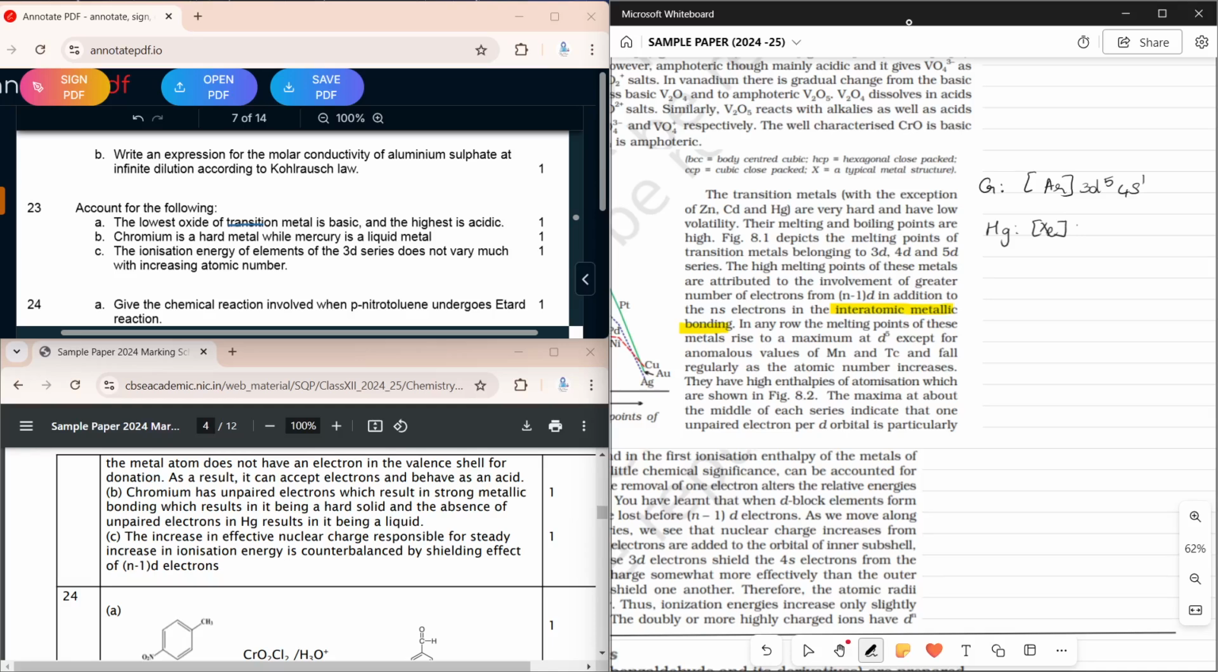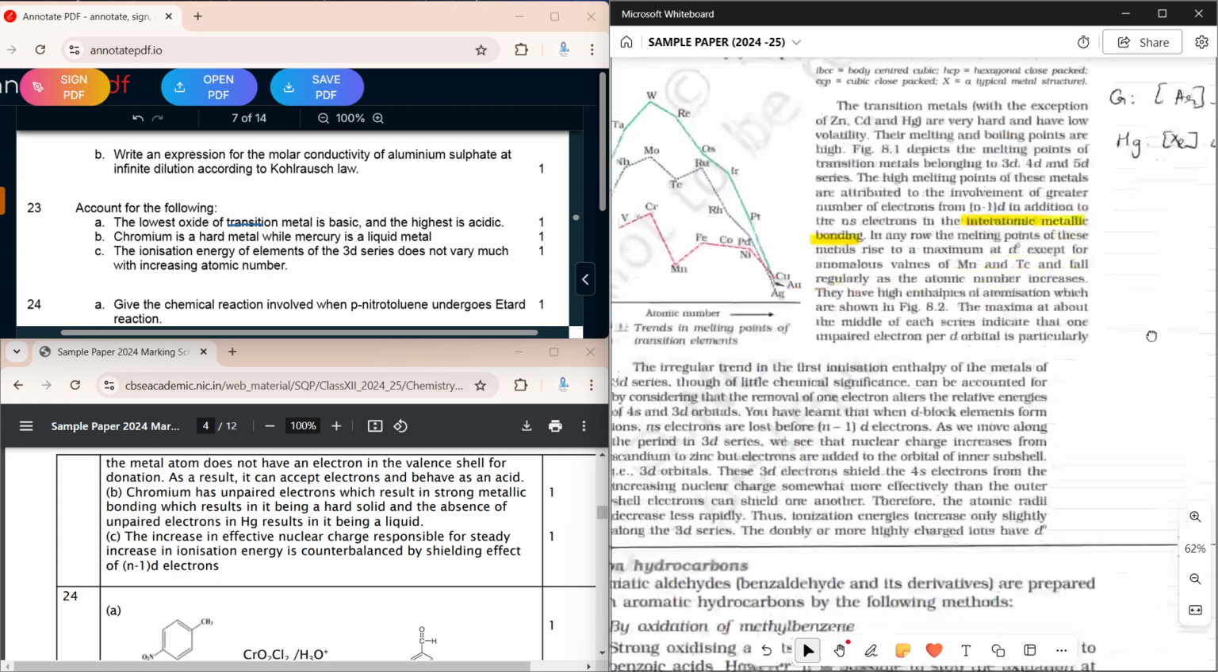Xenon, 4f14, 5d10, 6s2. So one very important difference between these two is that chromium has unpaired electrons, while mercury does not. Mercury does not have unpaired electrons, and because of that, it does not form interatomic metallic bonds. However, chromium has them, and because of the formation of interatomic metallic bonds, it is a hard metal, while mercury is a liquid metal. And that's the reason given over here as well.